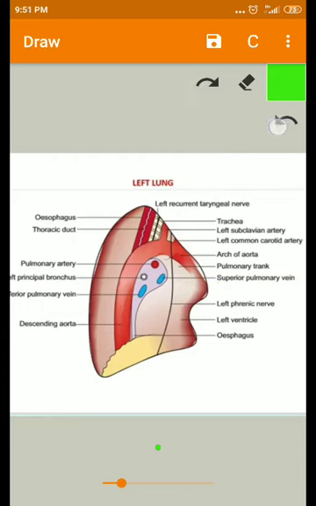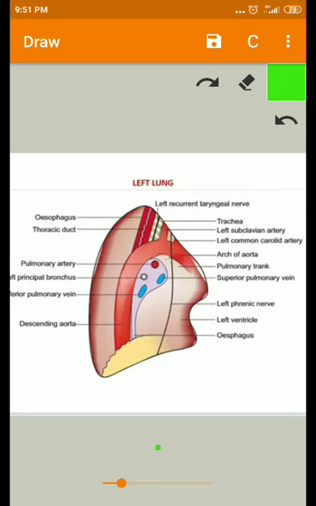So this is the left lung. How can you identify the left lung? It has a notch on the anterior border, that is the cardiac notch. Now, what are the structures related to this left side of the lung? Now we are going to see.